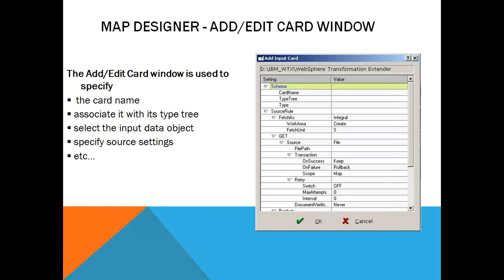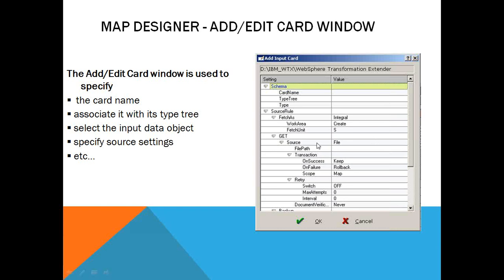Basically, when you select add input card, it looks like this. We have to give the card name. We have to select the type key. We have to select the type, and we discussed what integral and burst mode are. By default, it will be integral. Burst mode is for huge volumes of data, and for burst mode you have to set the pitch unit, so that for every number of units it will create an output file.